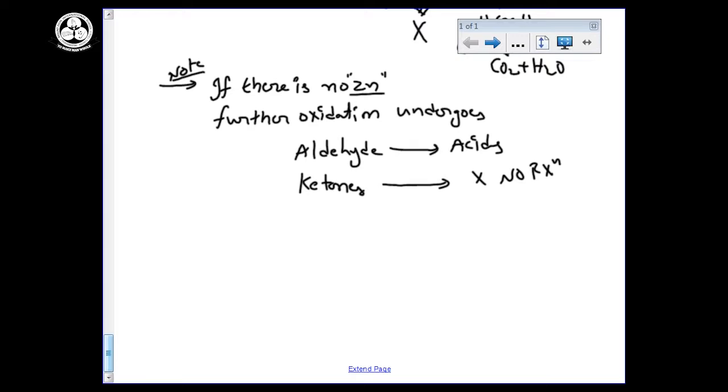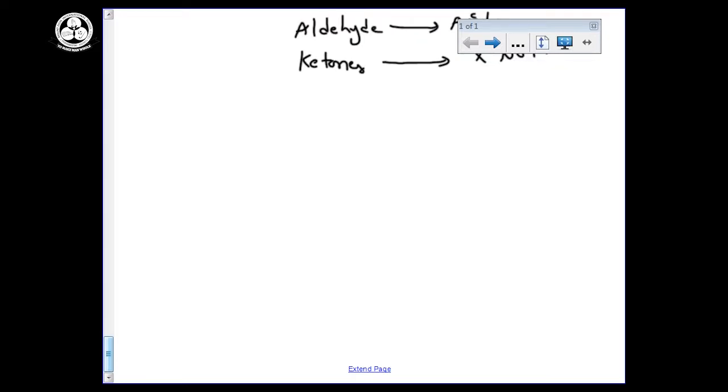Ozonolysis can be done not only on a single alkene, but where multiple alkenes are present. For example, the molecule given is like this: CH3 CH double bond CH, single bond, CH double bond CH3. Now I am going to give, first ozonolysis, second H2O2 in the presence of zinc.